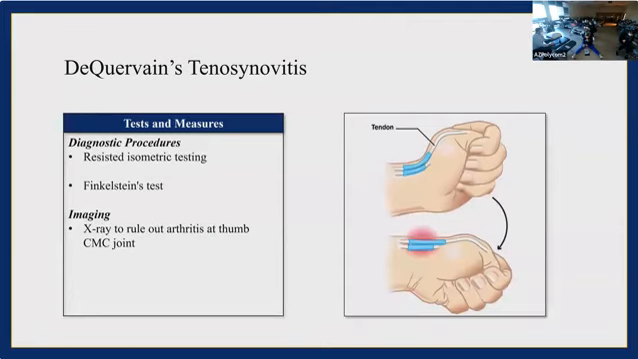So test and measures: resisted isometric testing of the thumb into abduction and extension. And then everyone should do this test. We didn't do it earlier because it's an easy one to do altogether. It's called Finkelstein's test. You're gonna put your hand thumbs up, but here, you're gonna tuck your thumb. You're gonna grab onto your thumb with your fingers, and then you're gonna ulnarly deviate as far down as you can go.